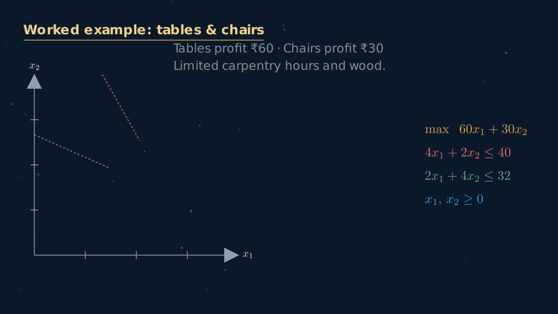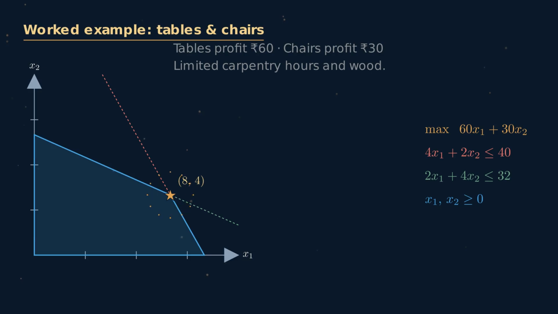Draw the two limits as lines, and everything you are allowed to build lives inside this shaded region. And just like before, the best profit sits at a corner, 8 tables and 4 chairs, using up every hour and every plank. 600 rupees. That corner picture is exactly what the simplex method chases down.